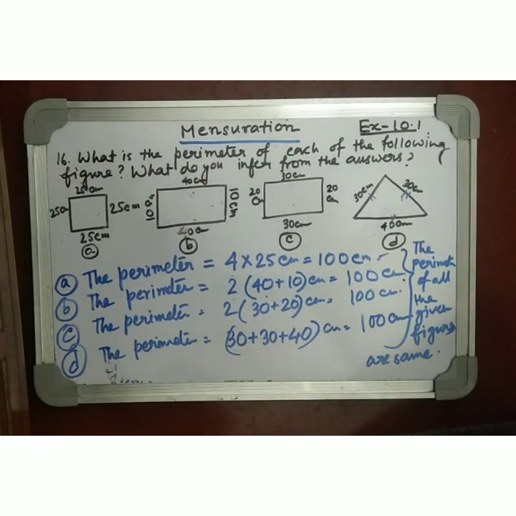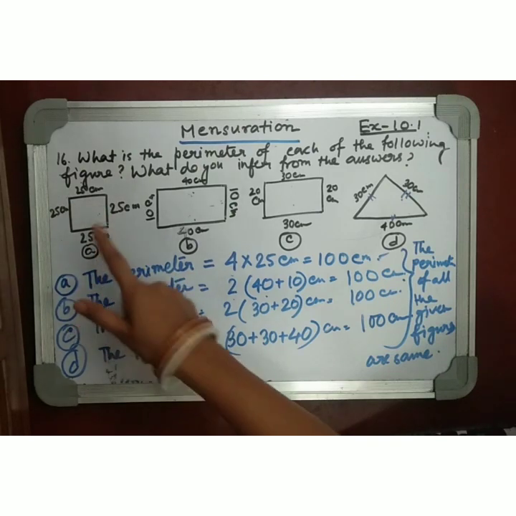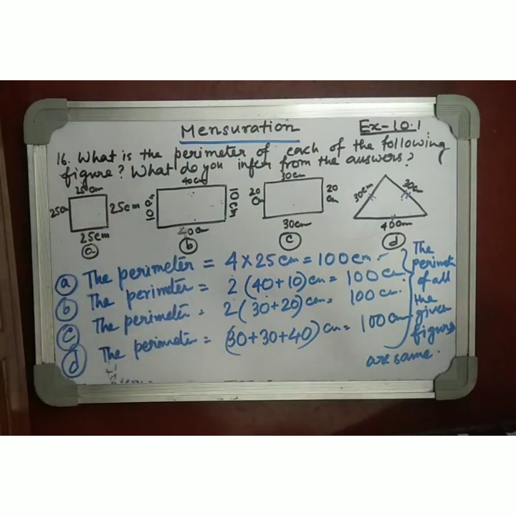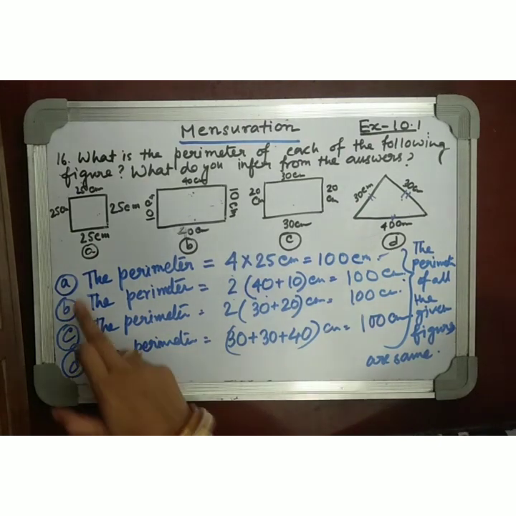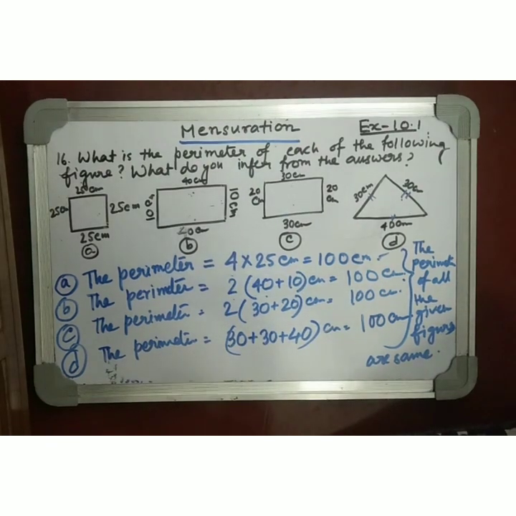Let's recapitulate. In question number 16 it was written, what is the perimeter of each of the following figures? You can see all these figures. So first find the perimeters of these given figures. This is a figure of a square because all the sides are equal in length and all the sides are 25 centimeter. So how to find the perimeter of the square? 4 into one side. So I have found the perimeter, that is 100 centimeter.